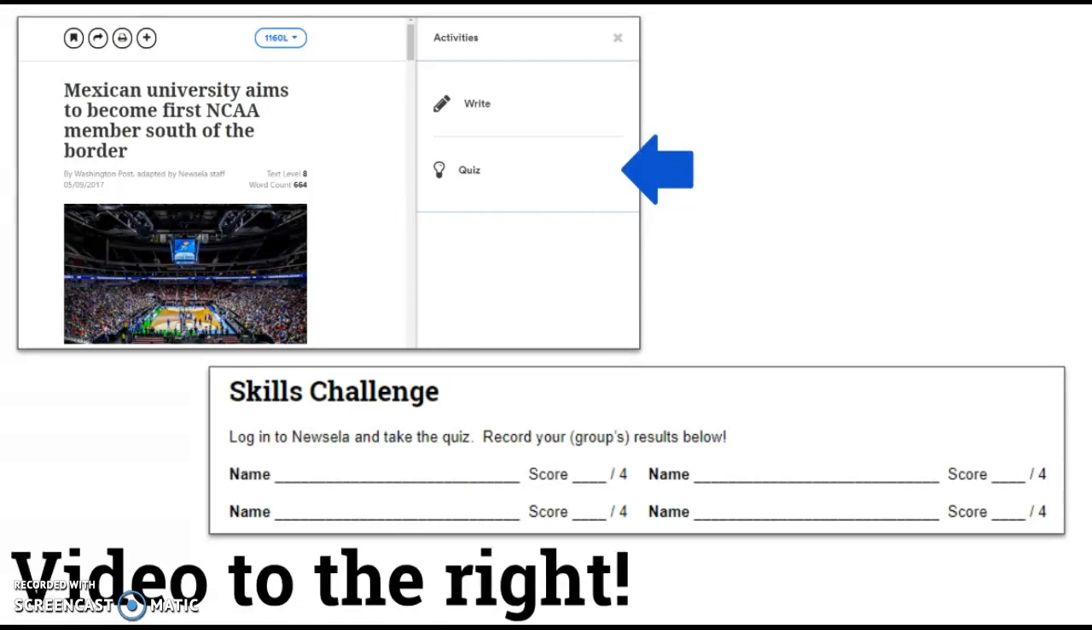Once I've completed all of those activities, then I can move on to the very last activity, which is called Skills Challenge. There is a video to the right of this one showing you how to complete that Skills Challenge.